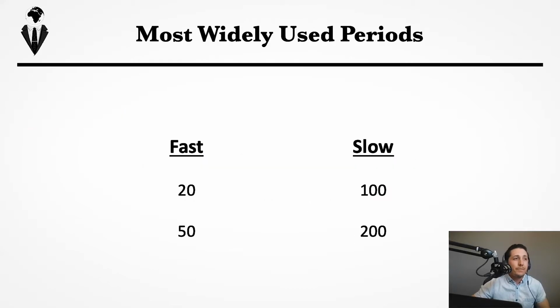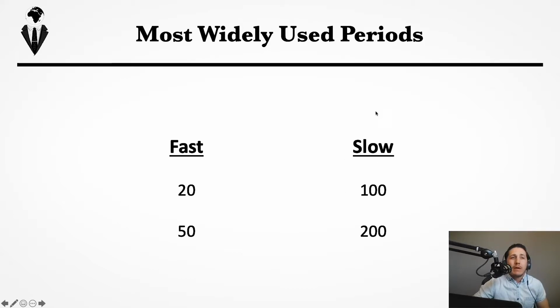All right. So the most widely used periods, these are the numbers that you're going to hear the majority of the time. You're going to hear your fast moving average for a 20 period and a 50 period. Then your slow moving averages, you're going to hear a 100 period and a 200 period. However, trading Forex, these are slightly different.